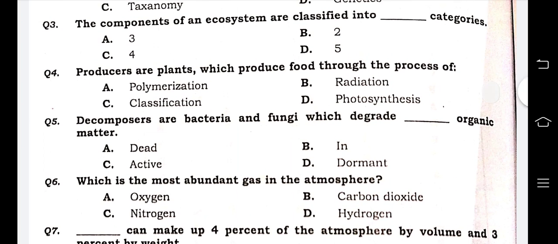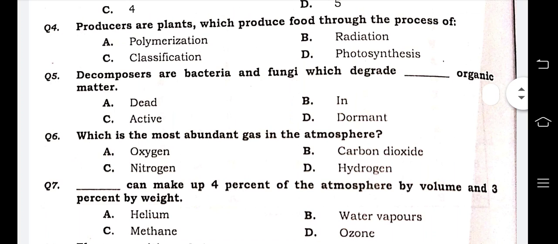Producers are plants which produce food through the process of: option A polymerization, option B radiation, option C classification, option D photosynthesis. Producers are plants which produce food through the process of photosynthesis, option D. Decomposers are bacteria and fungi which degrade dash organic matter: dead, active, in, dormant. Question number 5. Decomposers are bacteria and fungi which degrade dead organic matter.